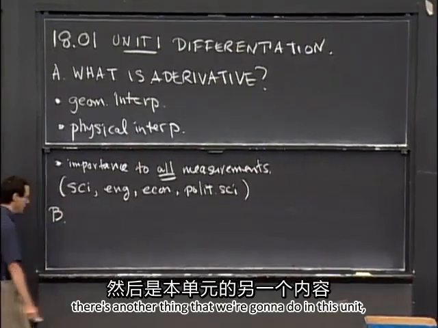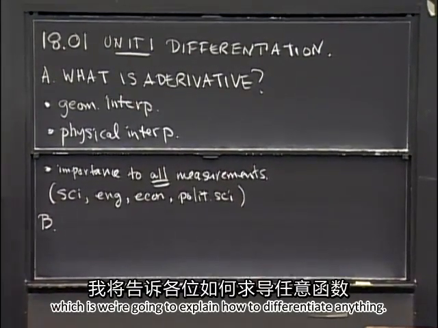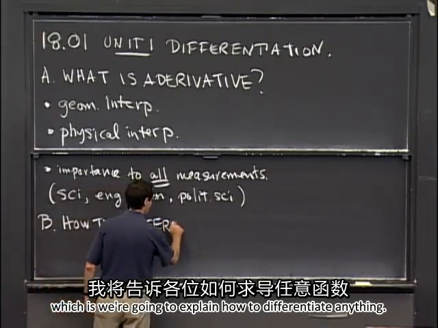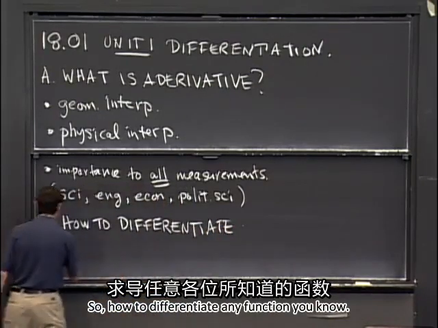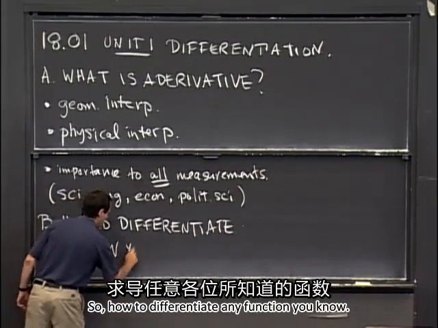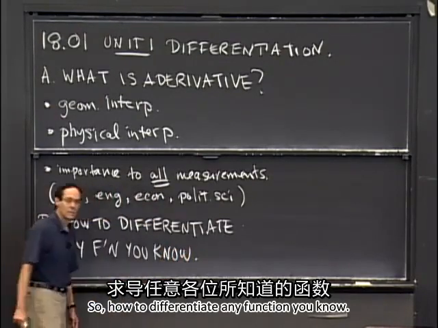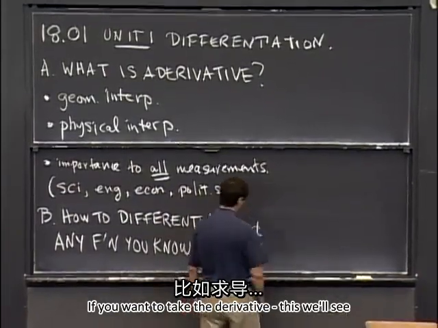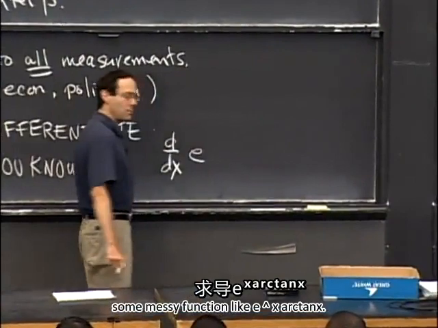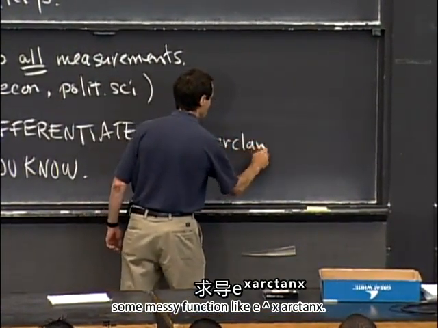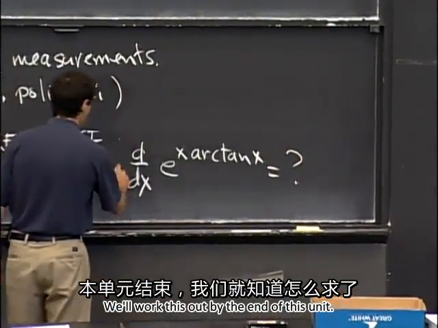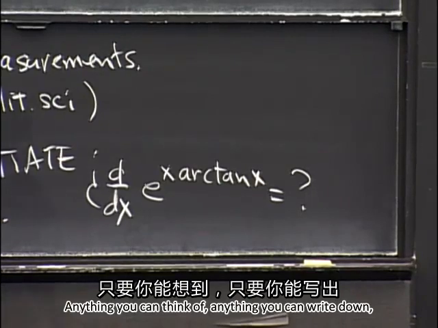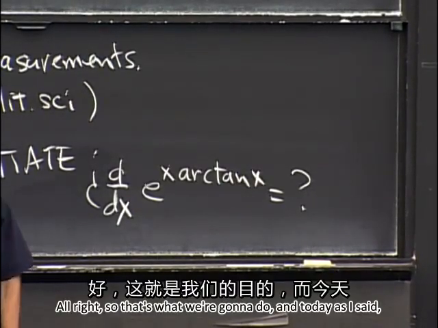And then there's another thing that we're going to do in this unit, which is we're going to explain how to differentiate anything. So how to differentiate any function you know. And that's kind of a tall order, but let me just give you an example. If you want to take the derivative, this we'll see today is the notation for the derivative of something, of some messy function like e to the x arctan of x, we'll work this out by the end of this unit. All right? So anything you can think of, anything you can write down, we can differentiate it. All right, so that's what we're going to do.